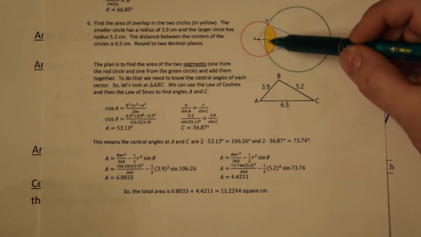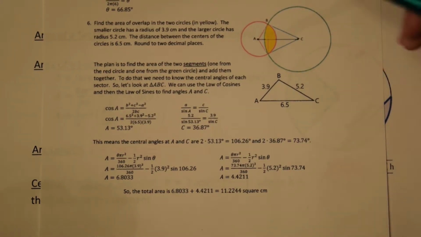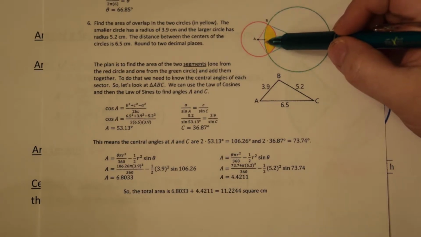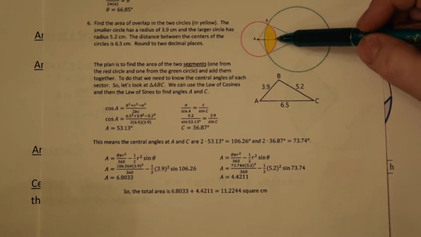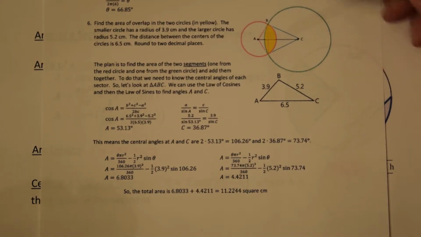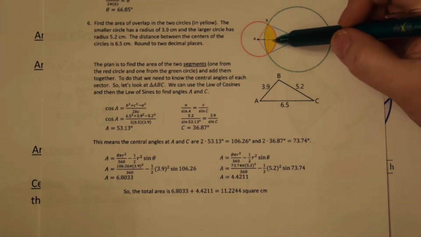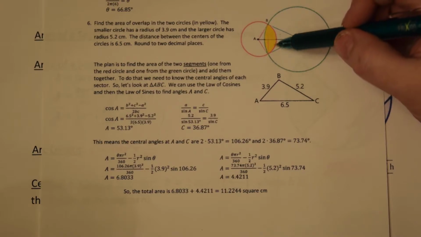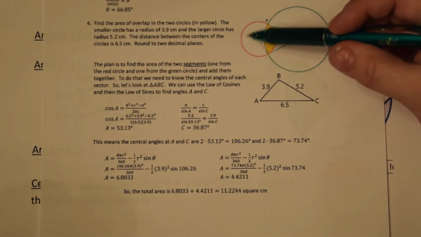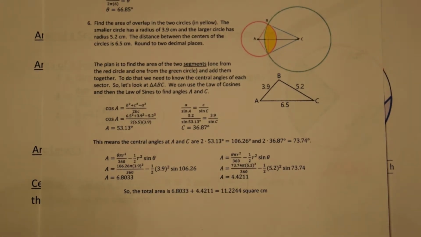So we want to find this area colored in yellow. If we look at just this part right here, that's a segment in the big circle. And then if we look at this part over here shaded in yellow, that's a segment for the little circle. So what we're going to do is find those two segments and then add them together.